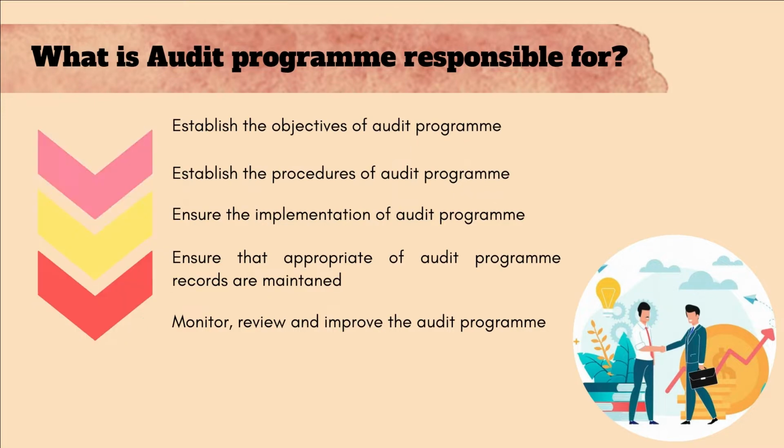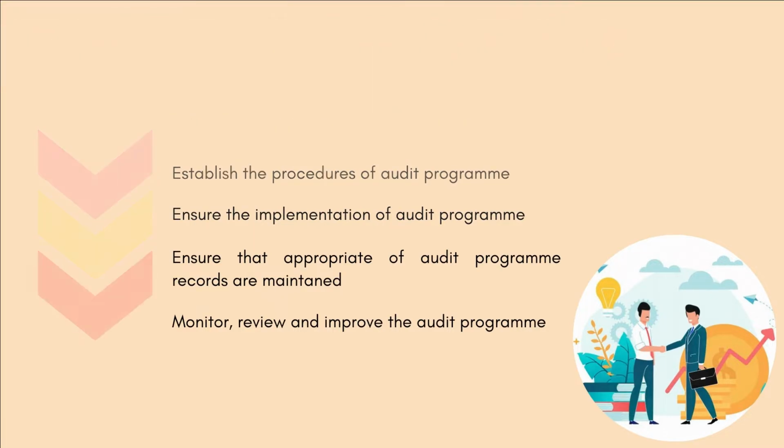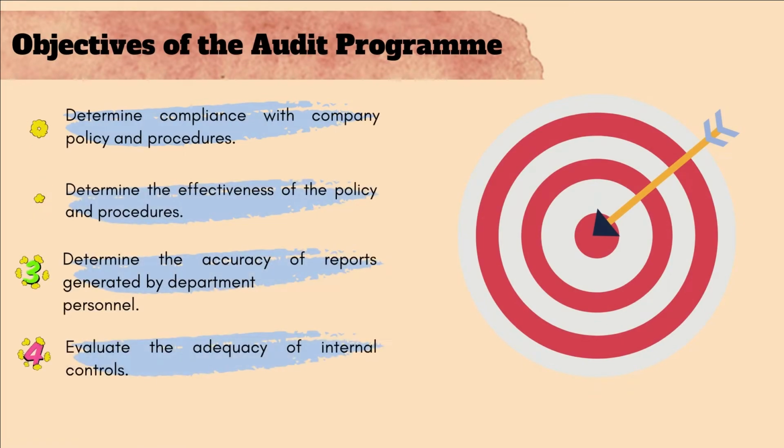The 4 main objectives of the audit program are to: 1. Determine compliance with company policy and procedures, 2. Determine the effectiveness of the policy and procedures, 3. Determine the accuracy of reports generated by department personnel, and 4. Evaluate the adequacy of internal controls.